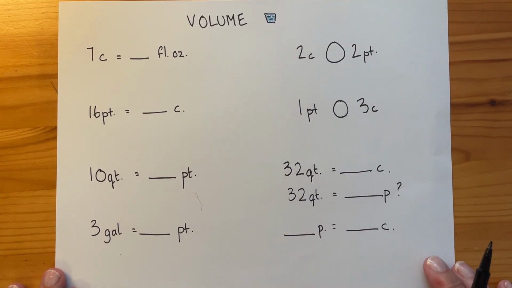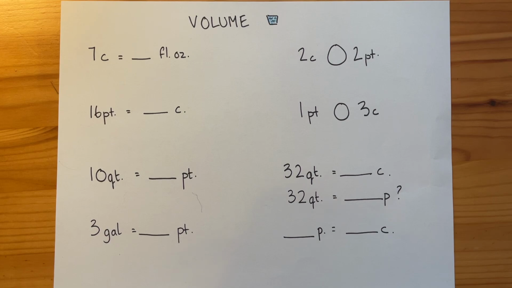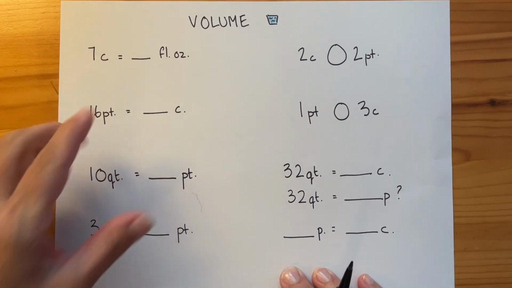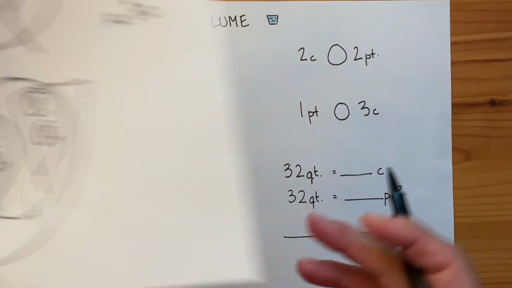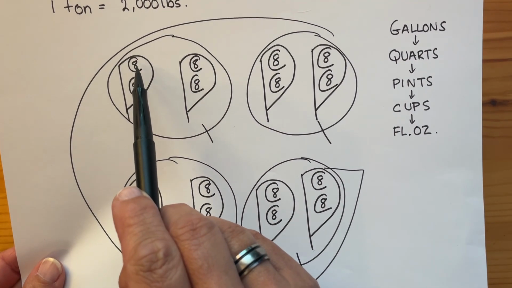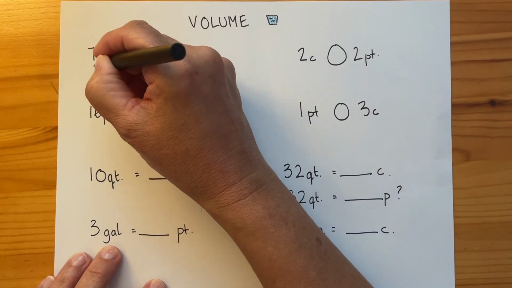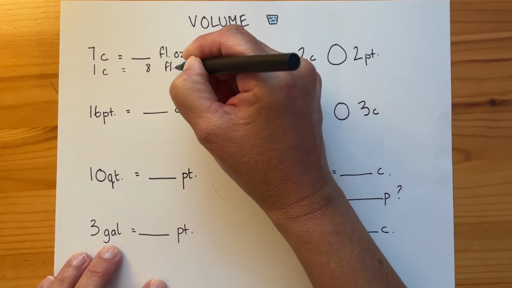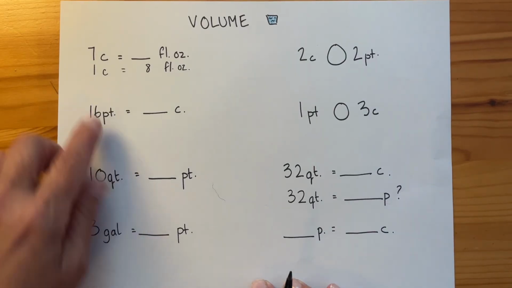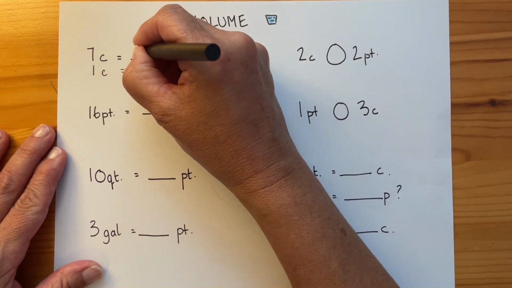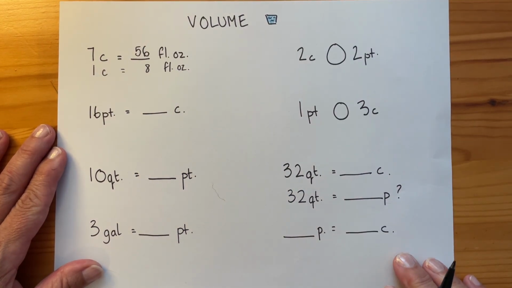Same as usual, you're beginning to pick up on this. I'm always going to write down what I know to help me solve the problem. So this is going from cups to fluid ounces. I'm going to look at my picture and see, how many fluid ounces are in one cup? That's 8. So I'm going to write down 1 cup is 8 fluid ounces. So if 1 cup is 8, I'm going to multiply 7 by 8. That's going to give me 56 fluid ounces.